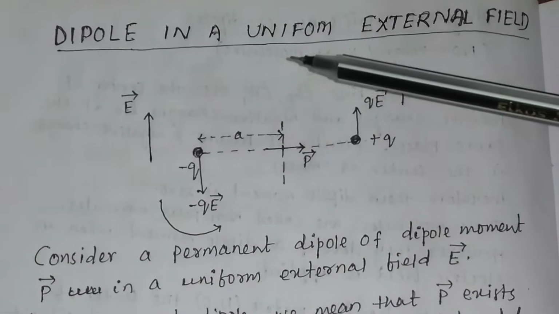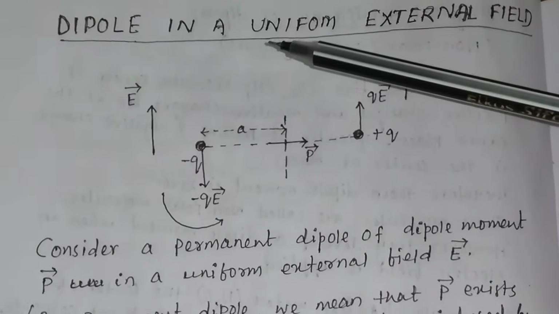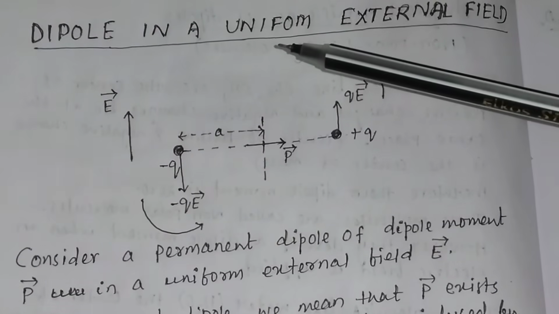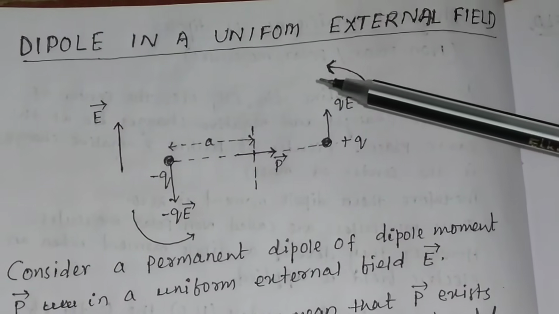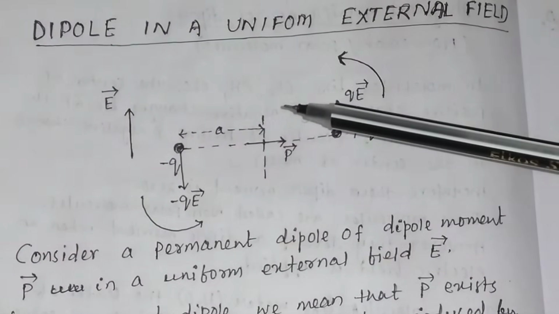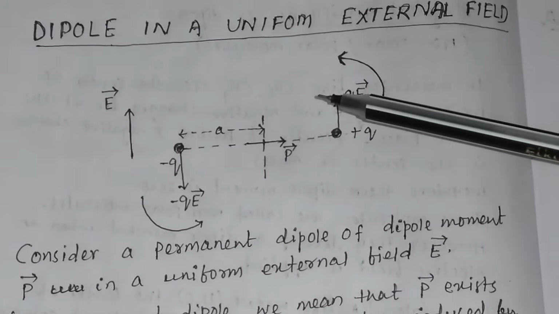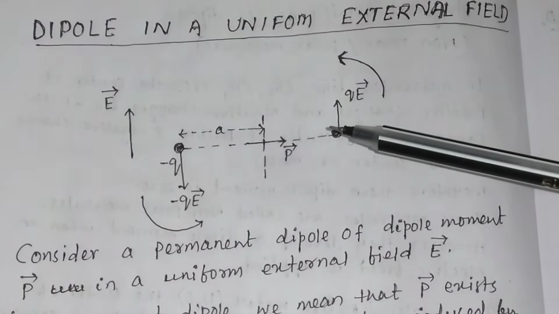So in the next video we will discuss the dipole in a non-uniform external field. What will happen to a dipole if it is placed in a non-uniform external electric field?